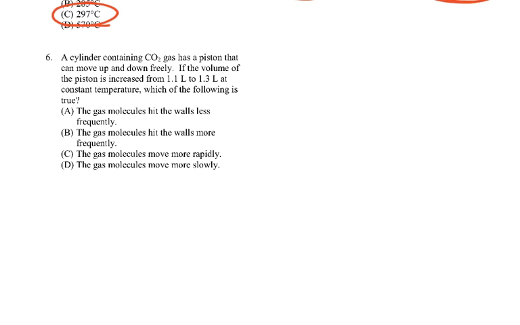Number 6. A cylinder containing CO2 gas has a piston that can move up and down freely. That means we can change the volume. If the volume of the piston is increased from 1.1 liters to 1.3 liters at constant temperature, which of the following is true? Okay, so we have some gas particles inside here, and what we're going to do is increase the volume, so we spread those particles out a little bit, and we're not changing the temperature.